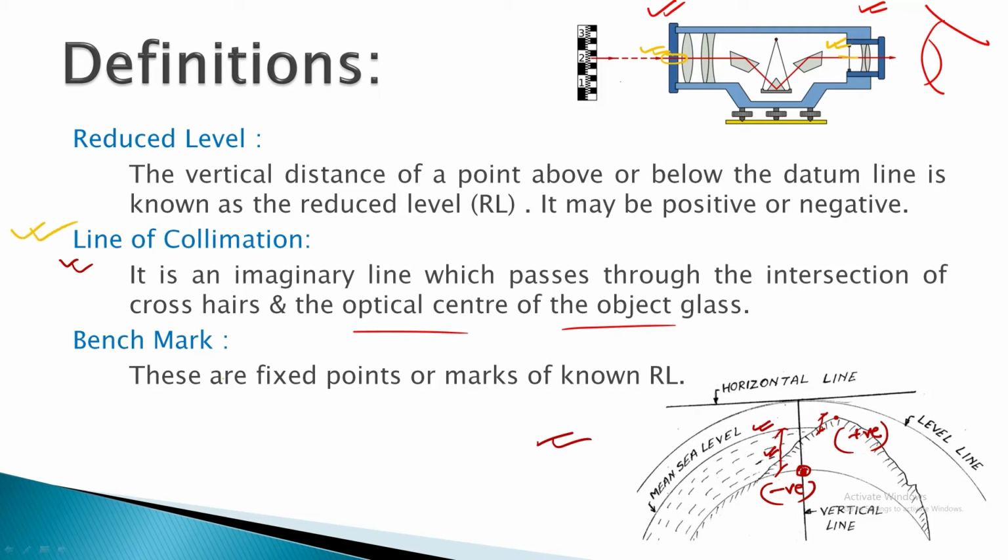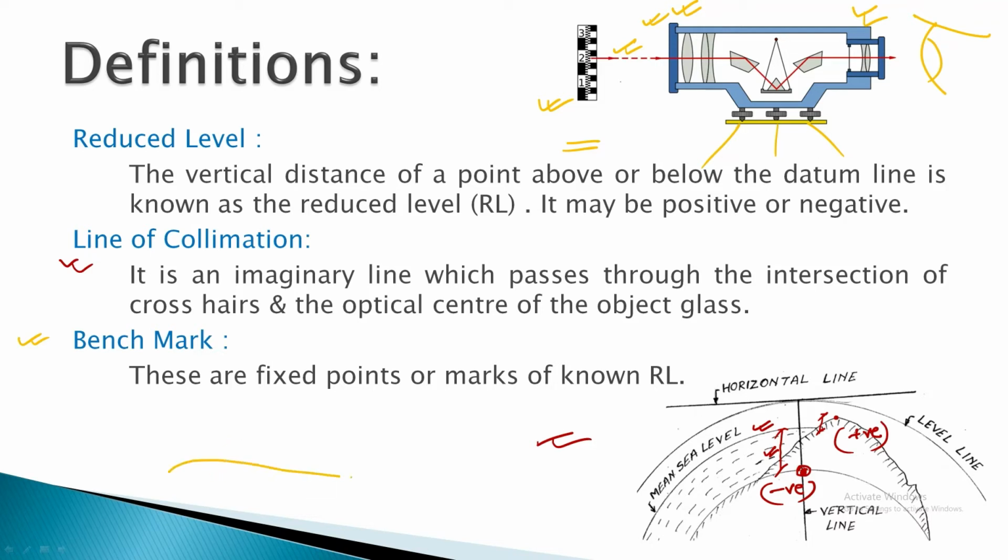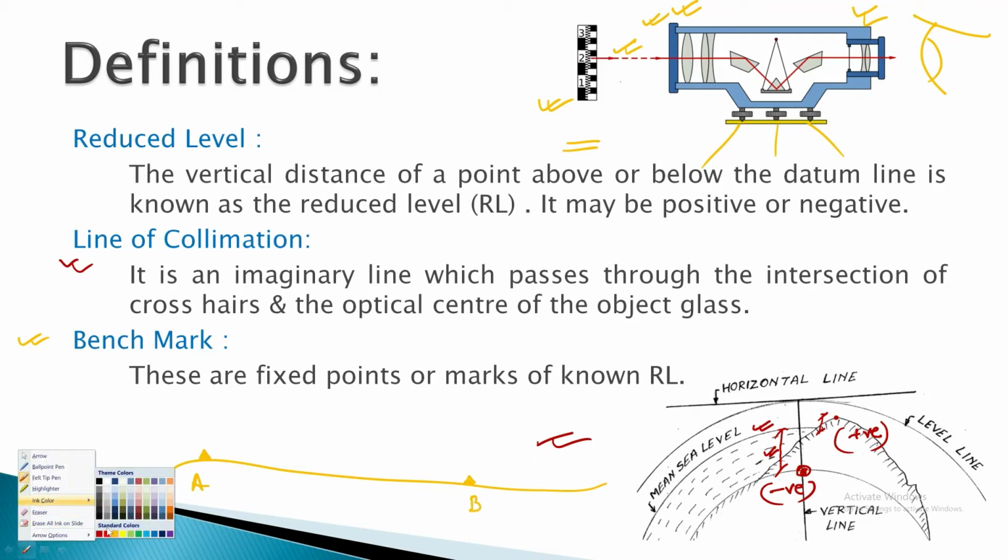Okay, now what is a benchmark? A benchmark is nothing but a known point which has a fixed RL. Suppose this is a sectional view of a land, and we need to determine the level of a point, while the level at another point is already known. Suppose this is A and this is B. Now we fix the instrument at this particular point. Suppose this is the instrument.